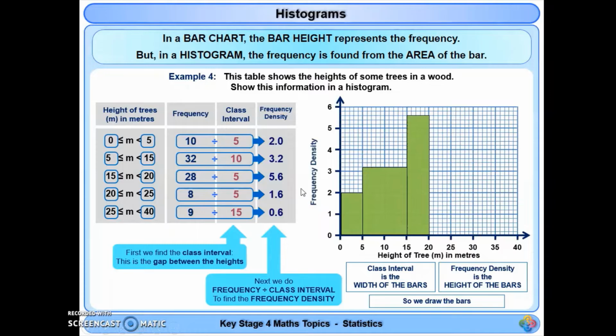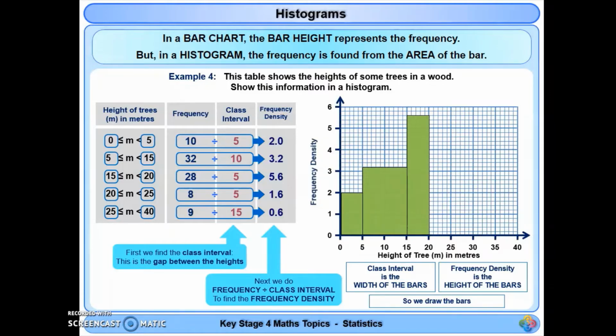It has a frequency density of 5.6, making sure we're looking at the correct scale on the axes here. Every small square representing 0.2. And again, we're dealing with a width of 5, so it is a narrower bar than the previous bar.